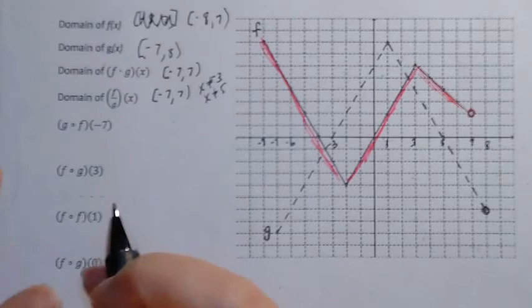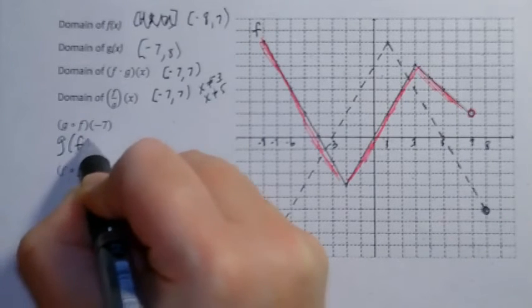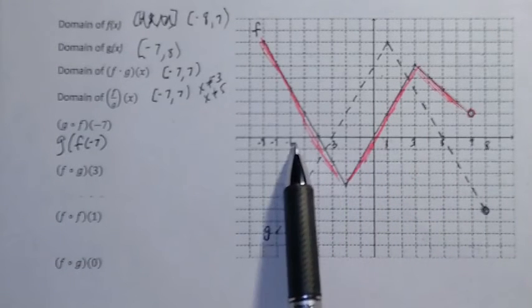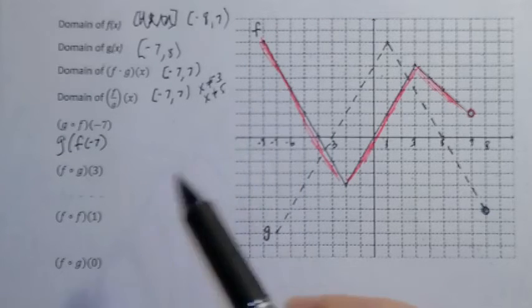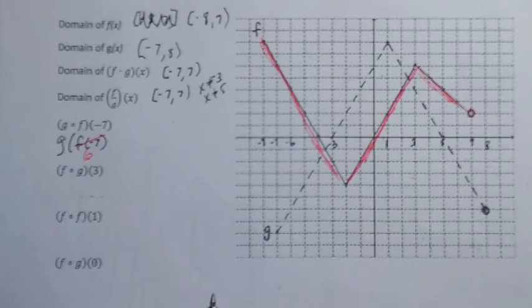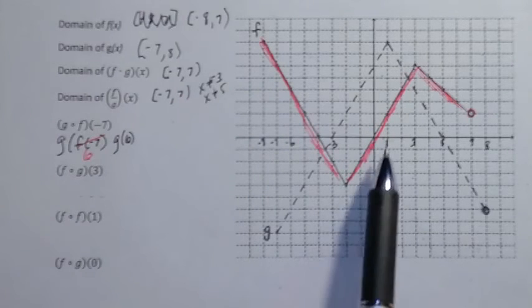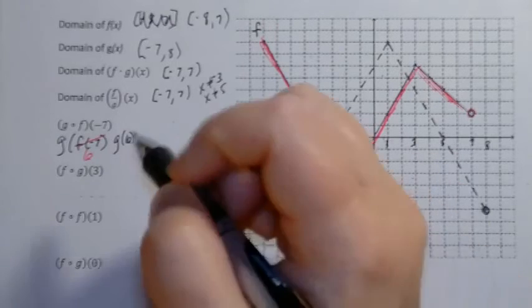All right, let's go find some composition functions. So I want to find G of F of negative 7. So I'm going to start by finding F of negative 7. So I'm going to go to negative 7 and go up to the F, and that is 6. So this crosses off and becomes a 6. So now what I'm finding is G of 6. So I'm going to go over to 6 and down to G, and it is negative 2.